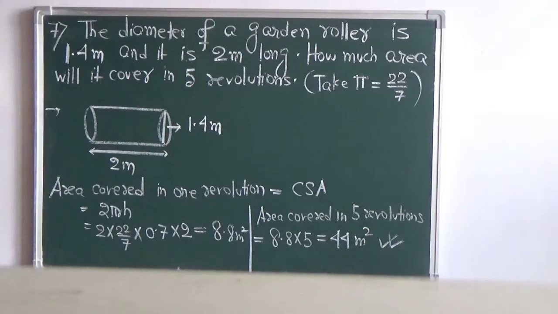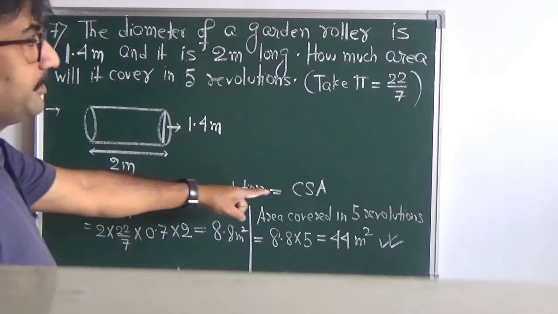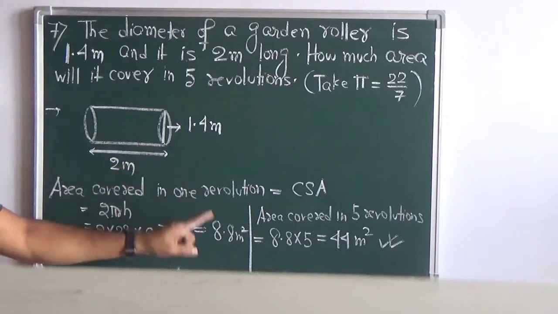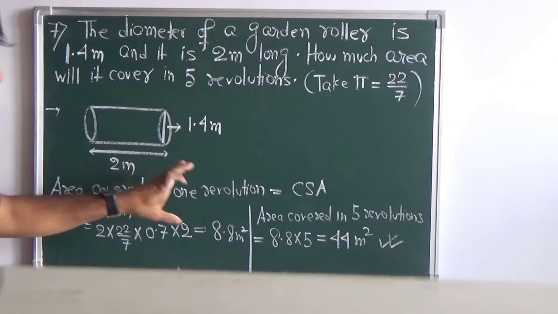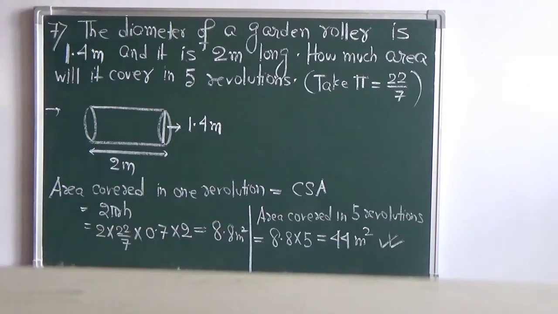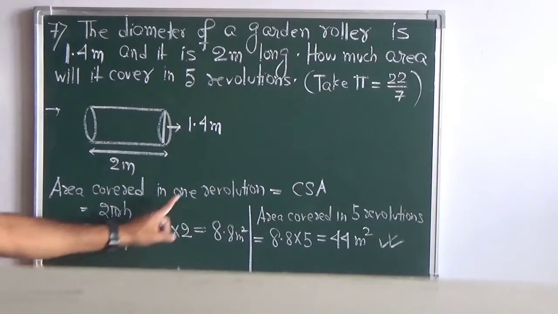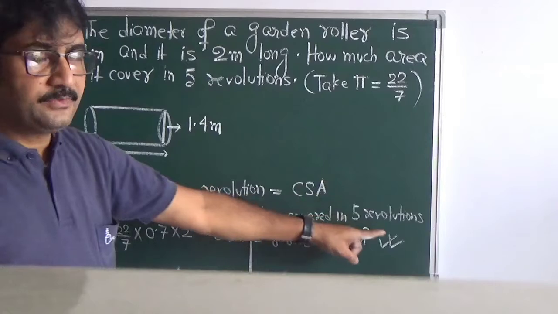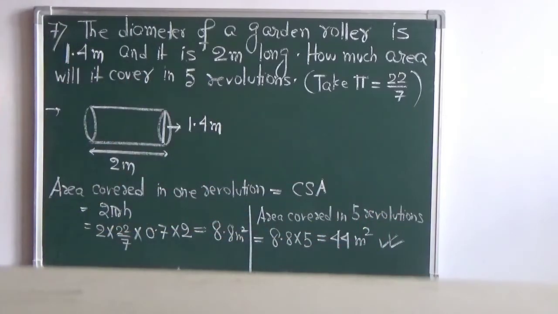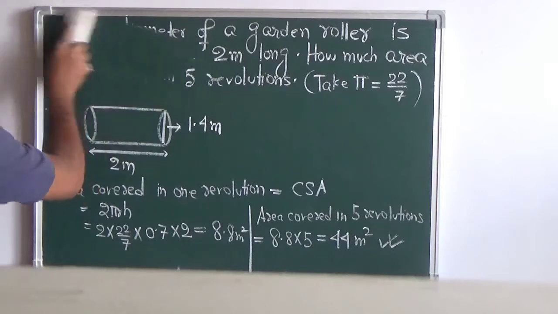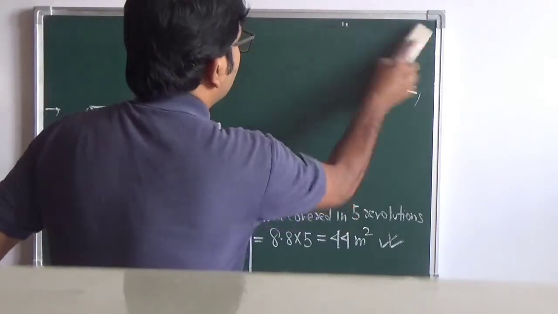When you are writing area covered in one revolution, then you just find the area covered in one revolution. Or if you are to find it in one step, then you write area covered in 5 revolutions. When you find the area for one revolution, then find the area for 5 revolutions. Anyway, both are okay, no problem. So now we'll move on to the next question.